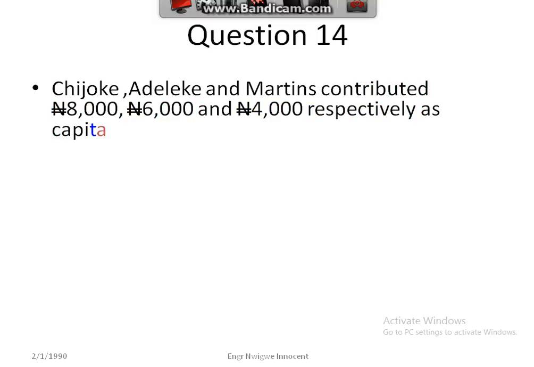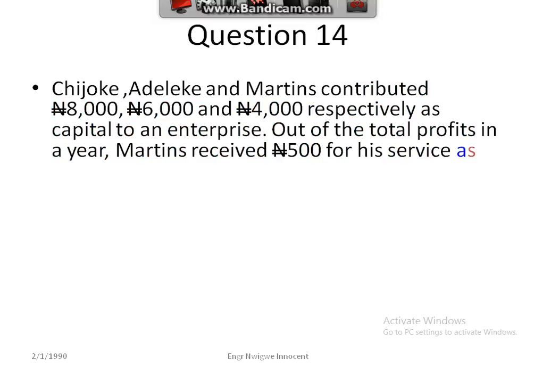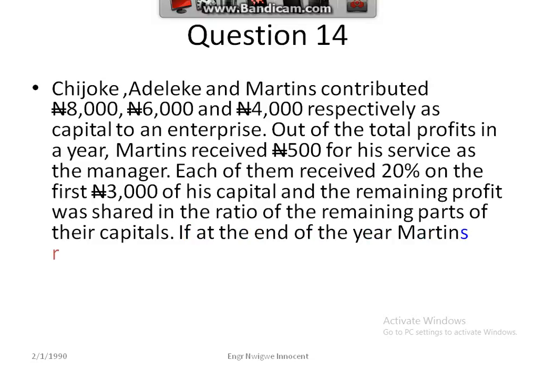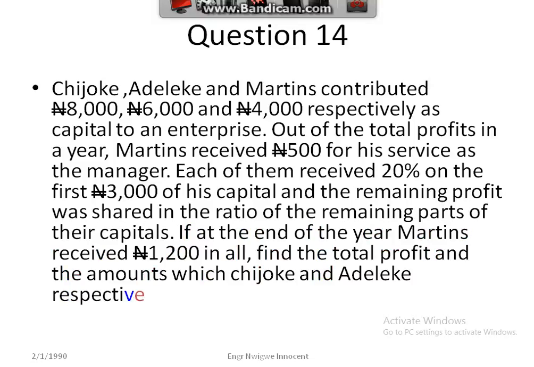Question 14. Chijioke, Adelike, and Martins contributed 8,000 naira, 6,000 naira, and 4,000 naira respectively as capital to an enterprise. Out of the total profit in a year, Martin received 500 naira for his service as the manager. Each of them received 20% on the first 3,000 naira of his capital, and the remaining profit was shared in the ratio of the remaining part of their capital. If at the end of the year Martin received 1,200 naira in all, find the total profit and the amount which Chijioke and Adelike respectively received.